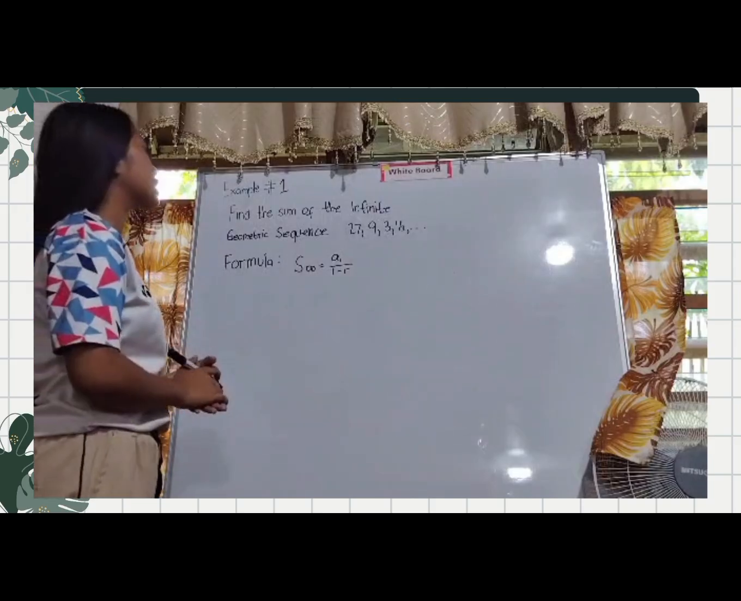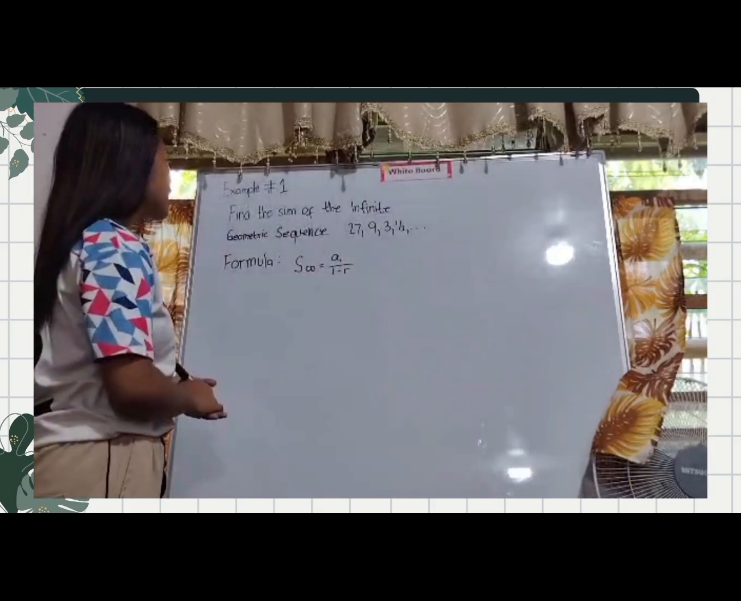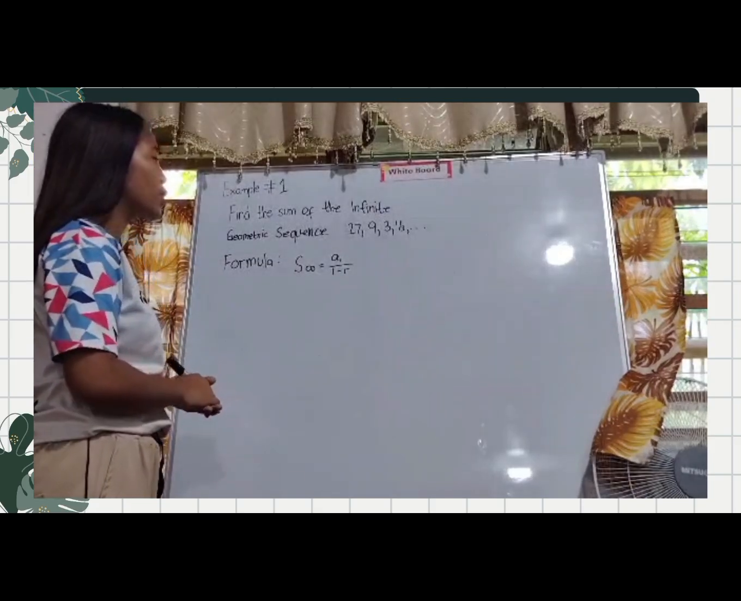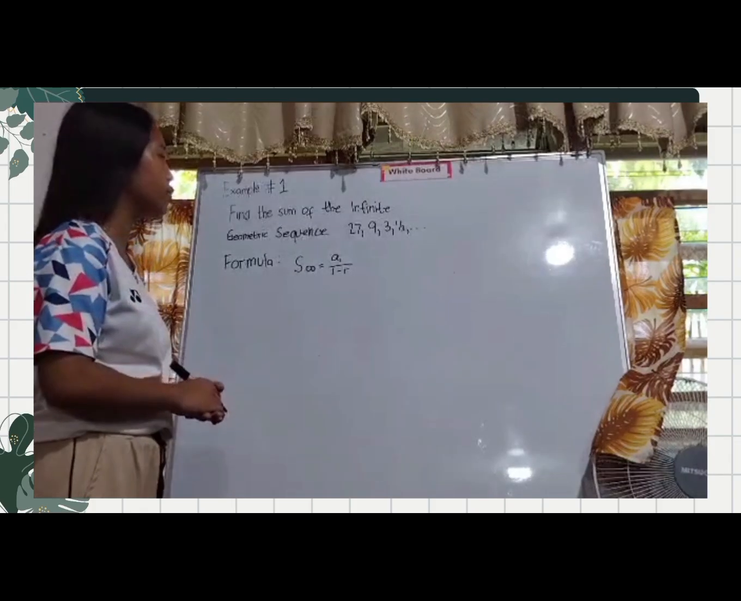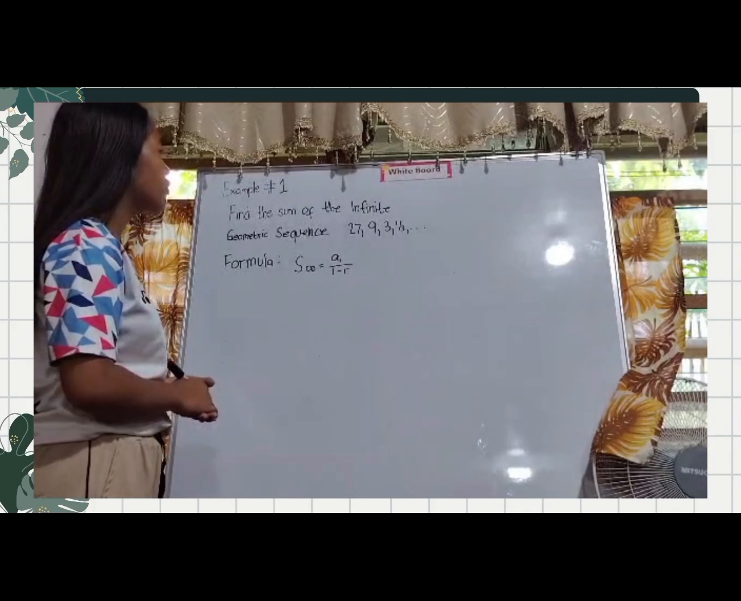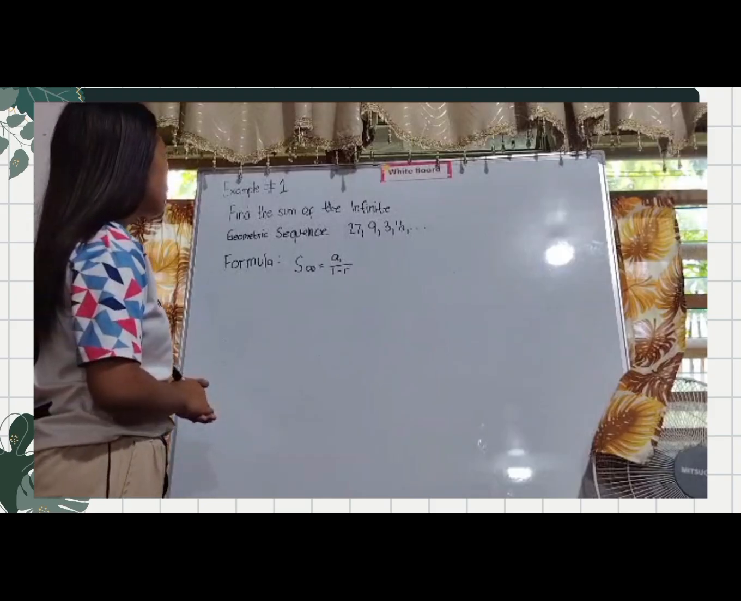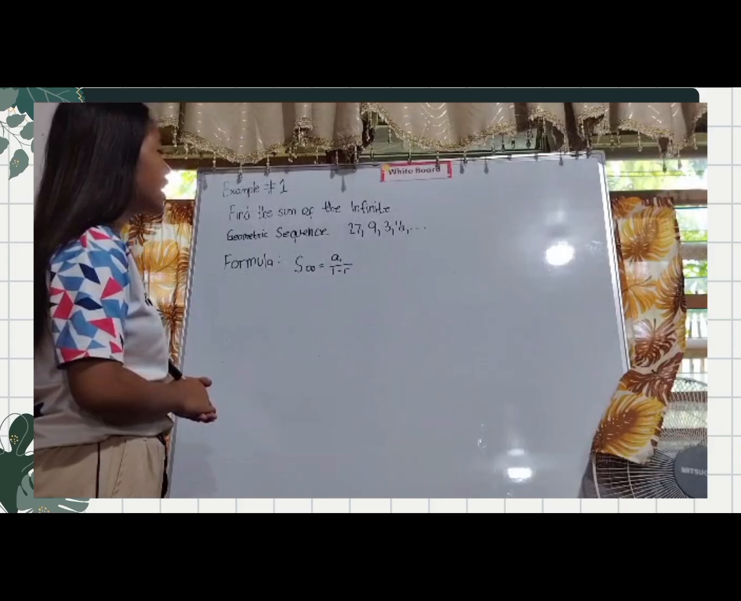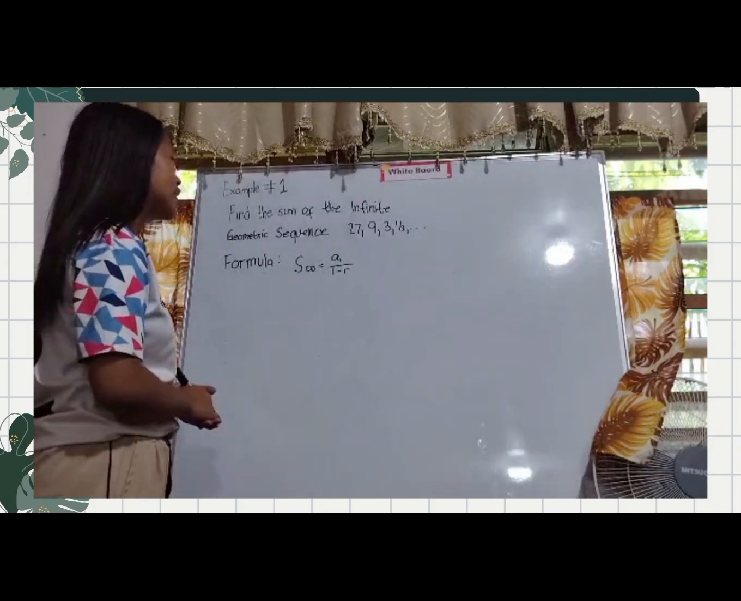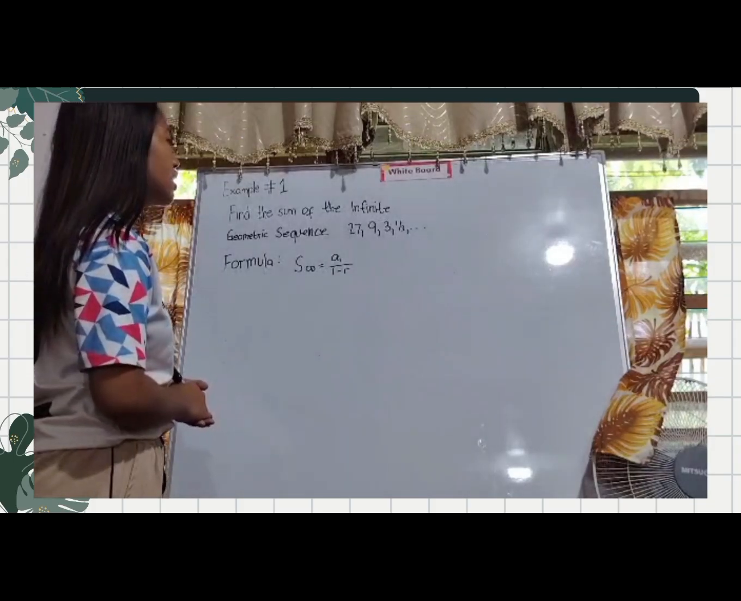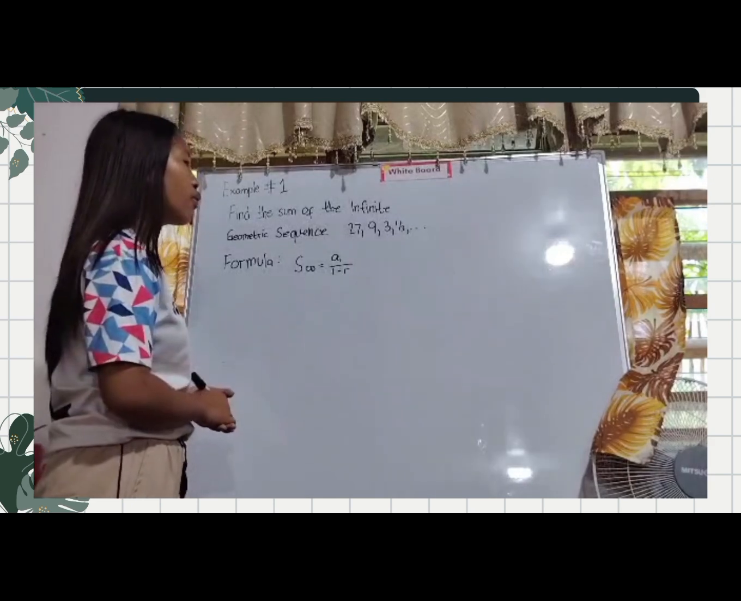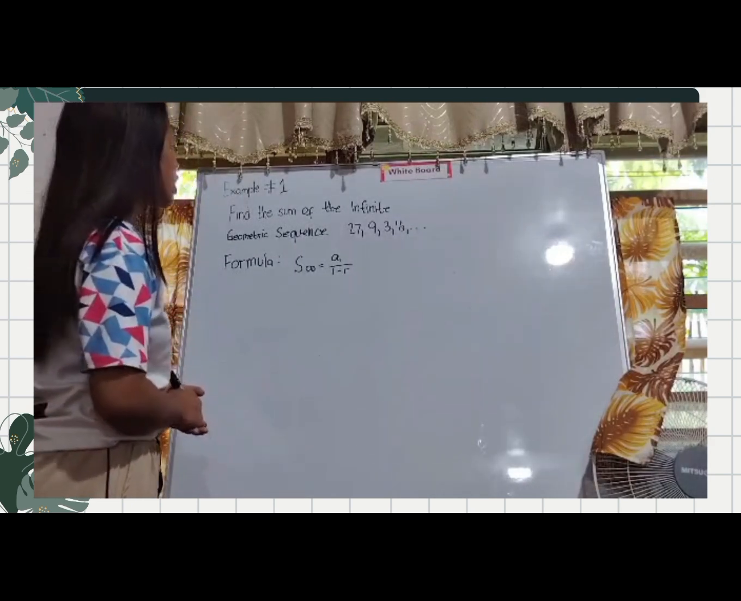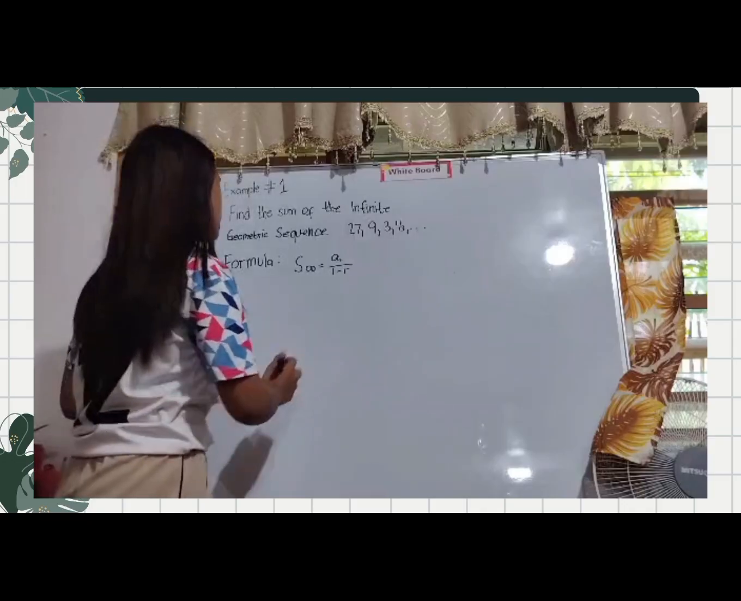We have here example number 1. Find the sum of the infinite geometric sequence 27, 9, 3, and 1/3. For us to solve for the sum of an infinite geometric series, we are going to use the formula S sub infinity equals a sub 1, where a sub 1 is our first term, over 1 minus r, and r is the common ratio. So let's start to solve.